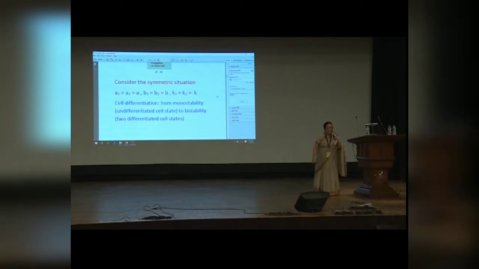Yes? It's mainly binary. No, binary, right. Originally you have one state. After differentiation, there is a choice between 2 states. So how the choice is made, we have to answer that question.